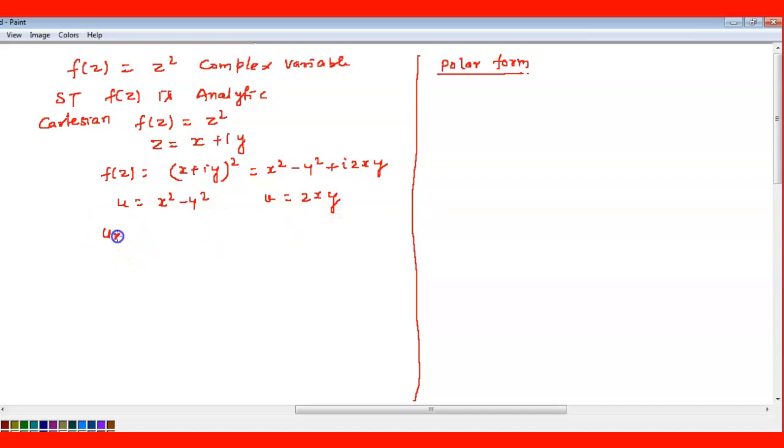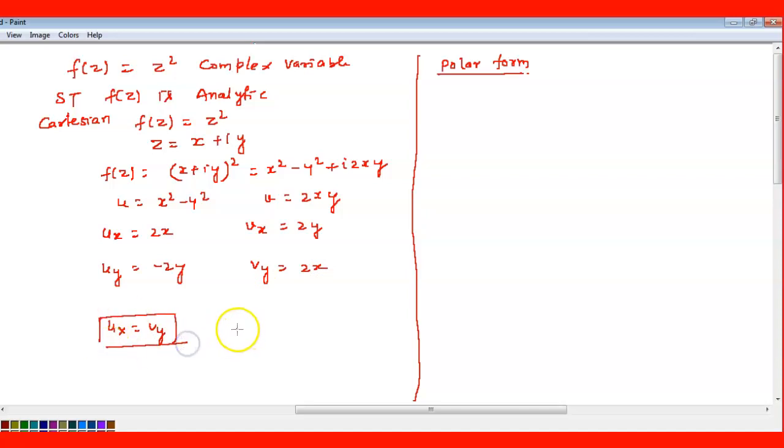Now differentiate partially with respect to x: u x is 2x. u y is 0 minus 2y, that is minus 2y. For v x, in 2 into x y, y is constant and the derivative of x is 1, so 2y. And v y: 2 and x are outside, the derivative of y is 1, so we get 2x. So we got u x equals v y, and u y equals minus v x. Both are satisfied, so this condition holds.